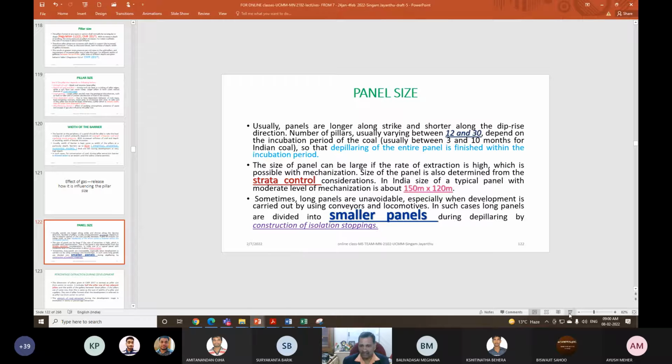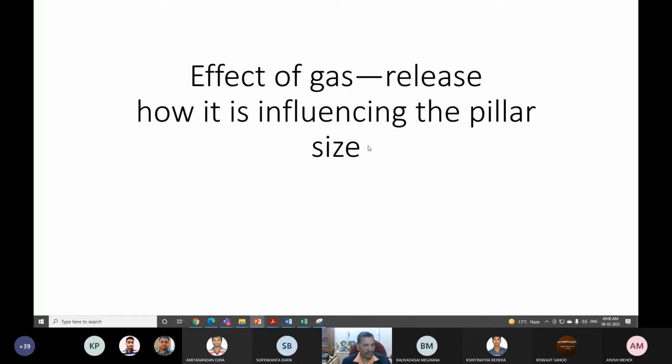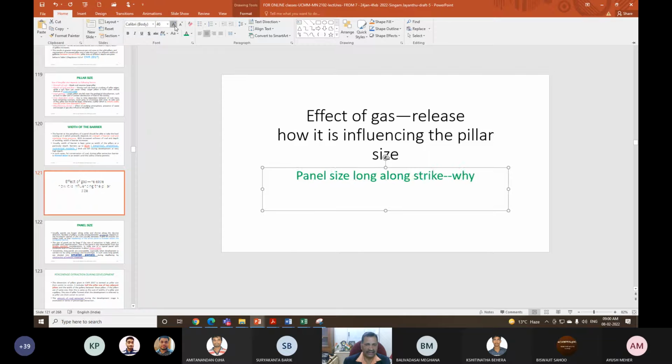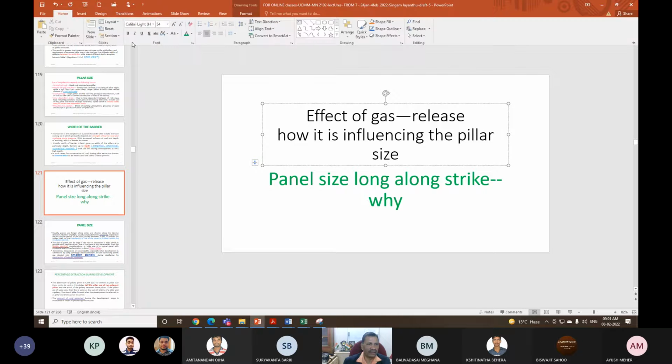All right, when it comes to this panel size, usually panels are longer along strike direction and shorter along the dip rise direction. The reason is very simple, of course. Now let me put it to you, why? So panel size long along strike, right? Why? What comes to your mind? I know you read about these things, right? And this, of course, also will be a part of your query or the quiz, whatever you consider.